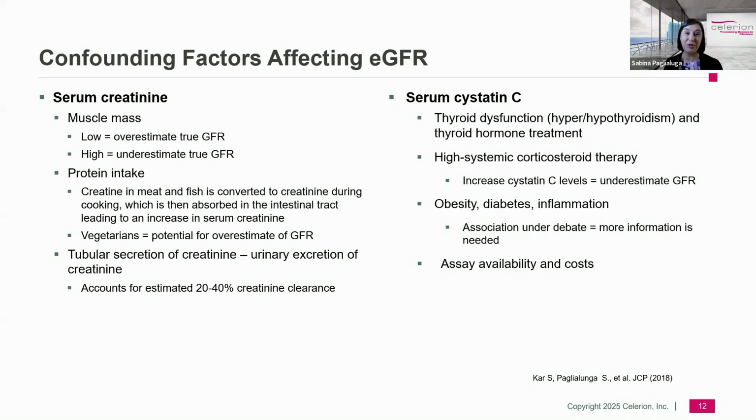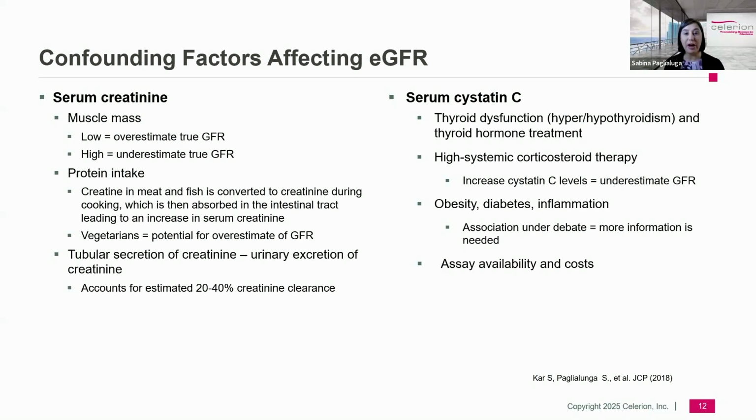Creatinine also undergoes tubular secretion, which accounts for 20 to 40% of creatinine clearance. And then with cystatin C, it is affected by thyroid dysfunction and thyroid hormone treatment, as well as steroid treatment, which can lead to increased levels and underestimate the true GFR.